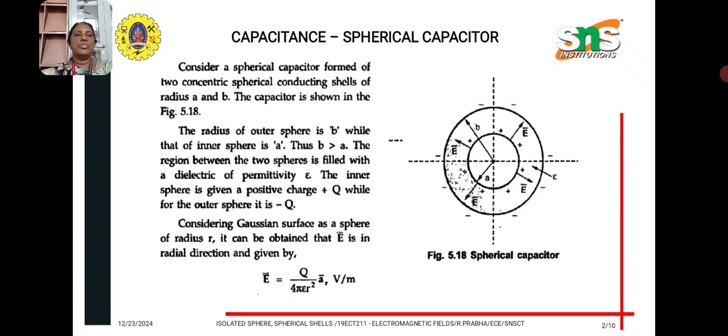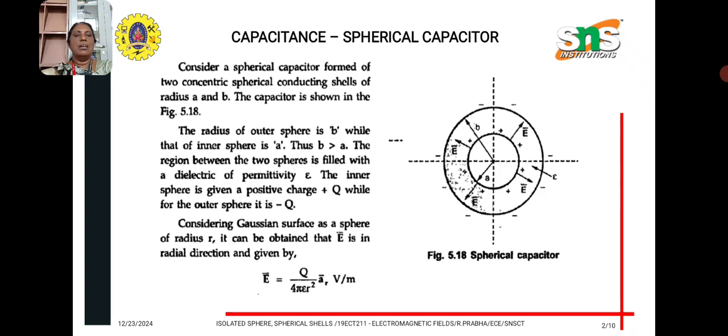The capacitor is shown in the diagram, and the radius of the outer sphere is taken as B, while the radius of the inner sphere is taken as A. And here B is greater than A. The region between the two spheres is filled with a dielectric of permittivity epsilon. So the inner sphere is given a positive charge plus Q, while the outer sphere is given a negative charge minus Q. So this forms the capacitor.